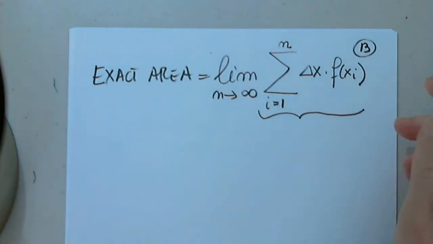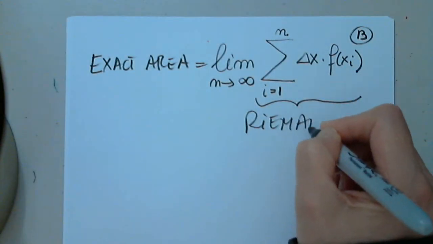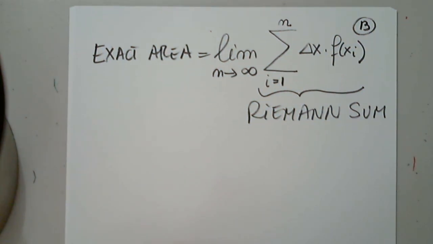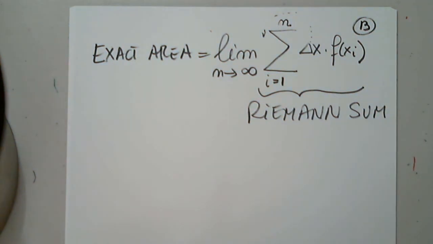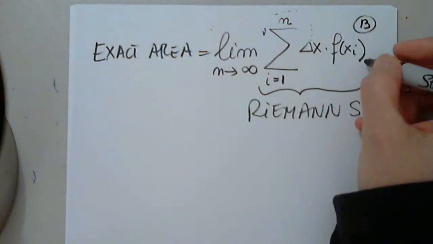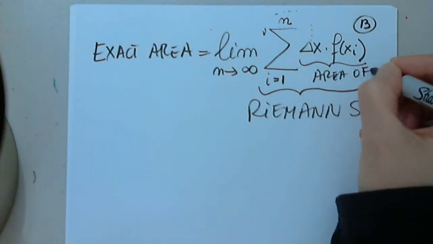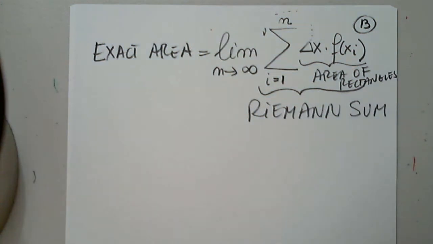This bears the name of the person who invented it, Riemann. It's the Riemann sum. Of course, this is a constant. You can put it in front if that's what you want. But this shows that this is the area of rectangles. Area of rectangles. Base times height.